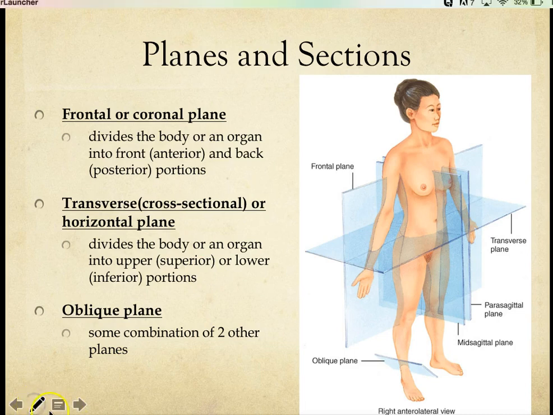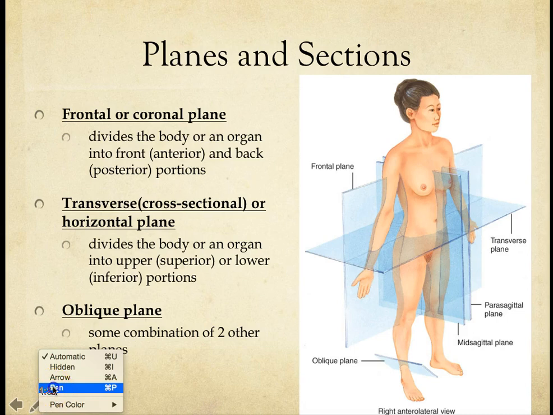Sometimes what we'll have is a coronal plane. This is also known as a frontal plane. You can see that one right here. It divides the body or an organ into front, anterior, and posterior portions.